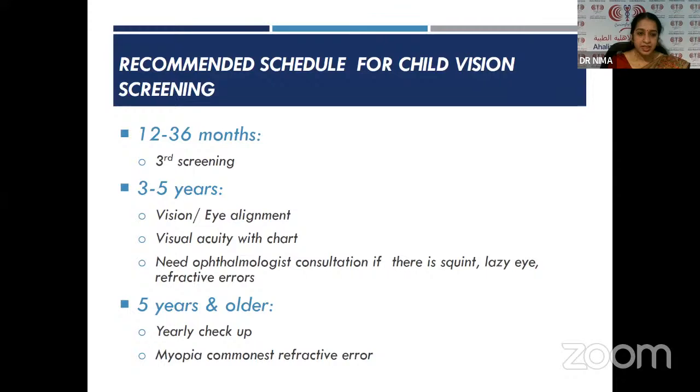Then the next screening, 3 to 5 years, where we test the vision using the picture chart and alignment of the eyes, and if any problem is identified, then we advise an ophthalmology consultation. That is, for any refractive errors, squint, or lazy eye, the ophthalmology evaluation is mandatory. And for 5 years and older, every year we should do a routine checkup of the vision, and we can pick up many refractive errors.